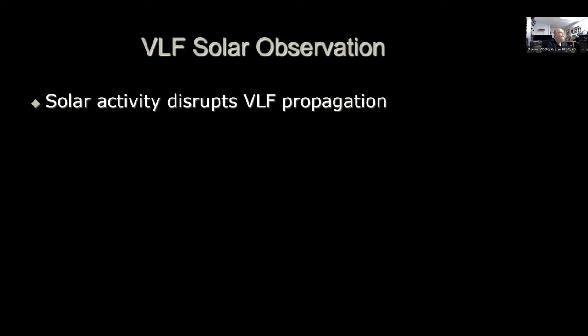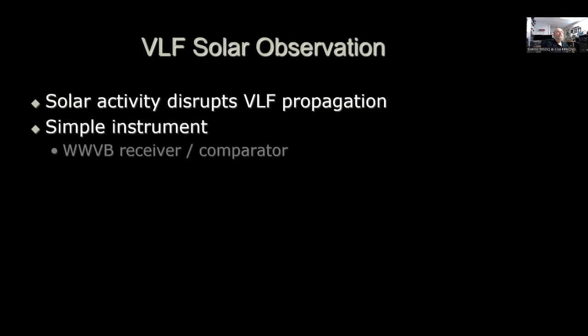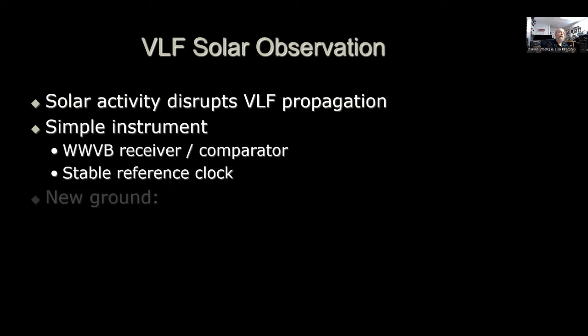You may even have the stuff to do it, which is kind of cool. It consists of a WWVB receiver and what's called a comparator, and a stable reference clock nearby. And what's interesting is amateur astronomers using this equipment have been exploring gamma ray bursters and their effect on VLF propagation. This is a new field. Amateurs are actually playing with this, gamma ray bursters.